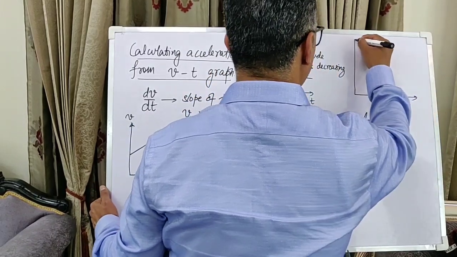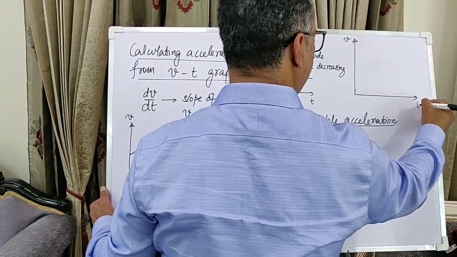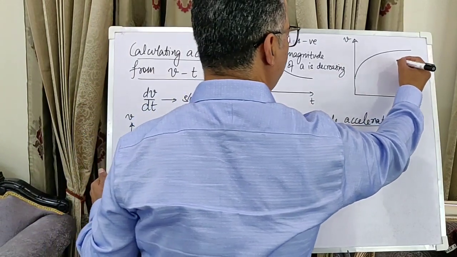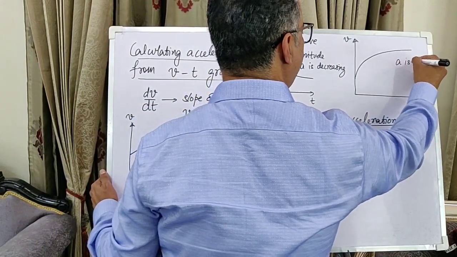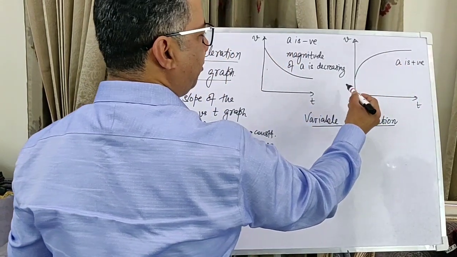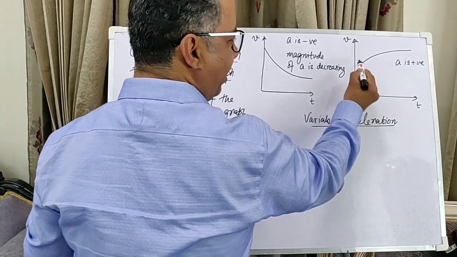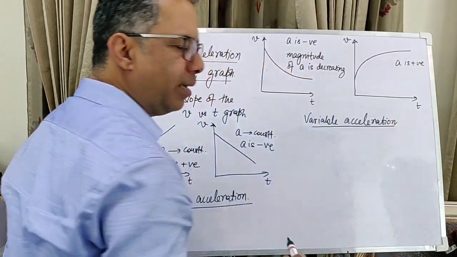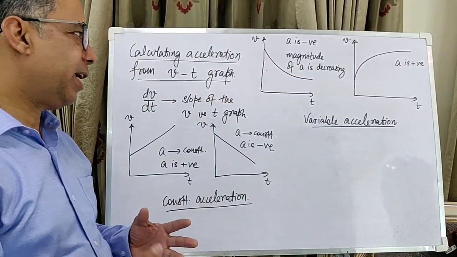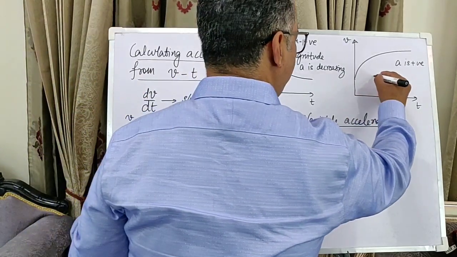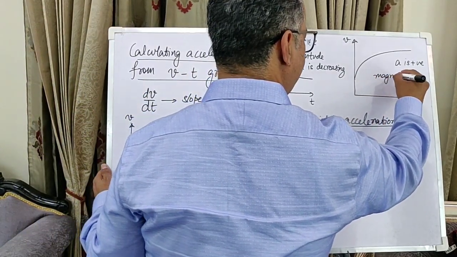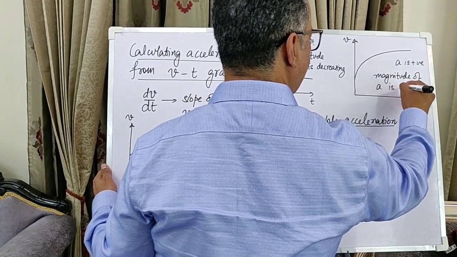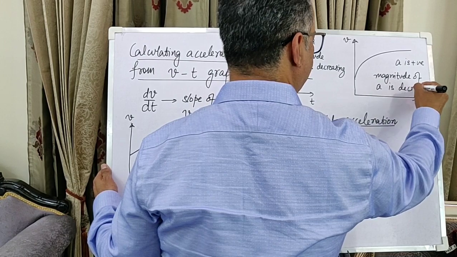Another instance, V versus T, look at this graph. Now it's a positive slope, so acceleration is positive here, but as you notice, it's kind of more vertical here, it's closer to being vertical, and then it becomes more and more horizontal. And that means the slope is decreasing again. So magnitude of acceleration here is again decreasing.